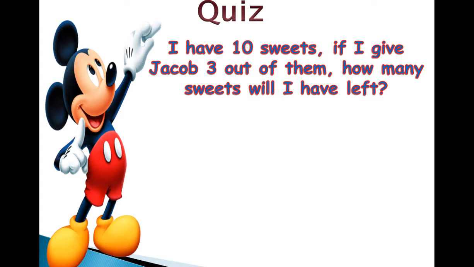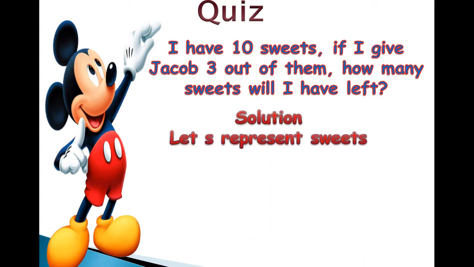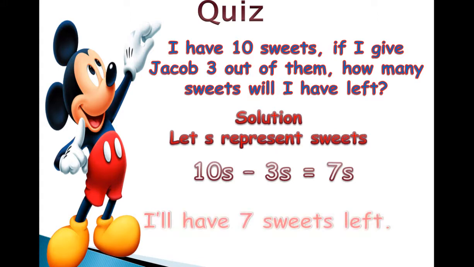Now let's see how you got the 7. Let's say S represents sweets, and 10 sweets means 10s minus 3s. 10 sweets minus 3 sweets will give us 7 sweets. Beautiful. Then you have 7 sweets left.